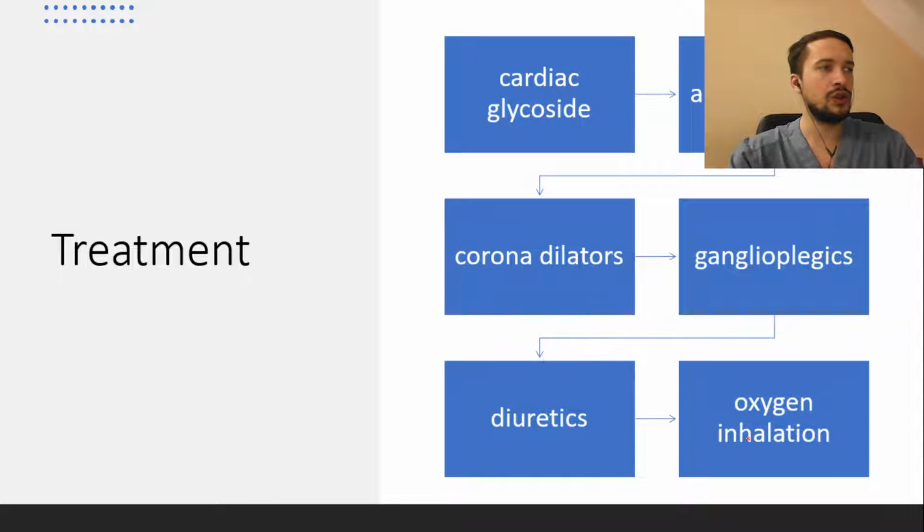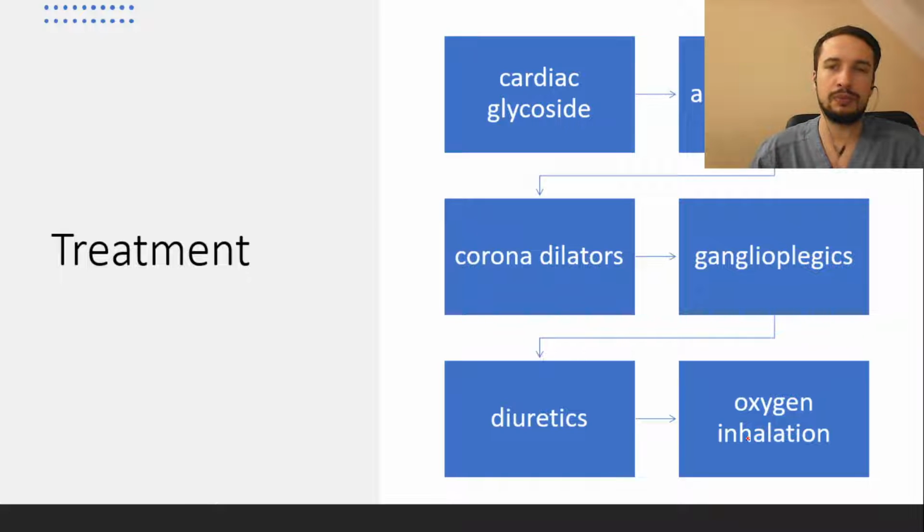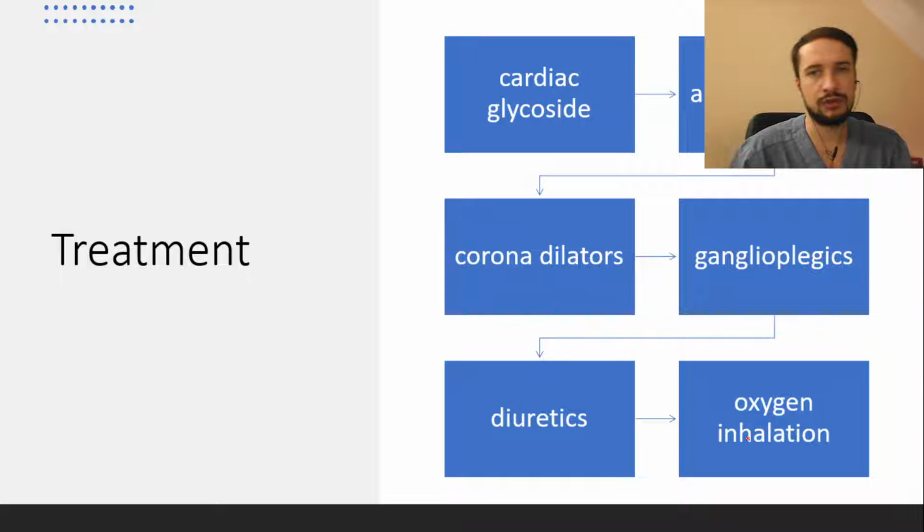How will we treat patients with cardiac failure pathology? There we can use any drugs, for example, cardiac glycosides, antiarrhythmics, coronary dilators, ganglioblockers, diuretics, oxygen inhalation. Yes, all of these can help your patient, and what you need to understand, if you are a surgeon, you need to ask a cardiologist to help you. Yes, and sometimes your work together can lead to the normalization of heart function.